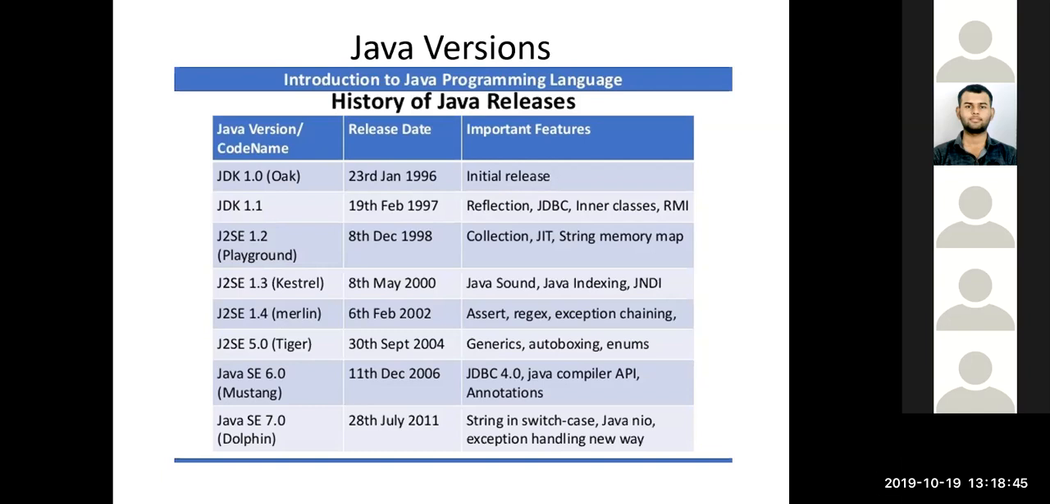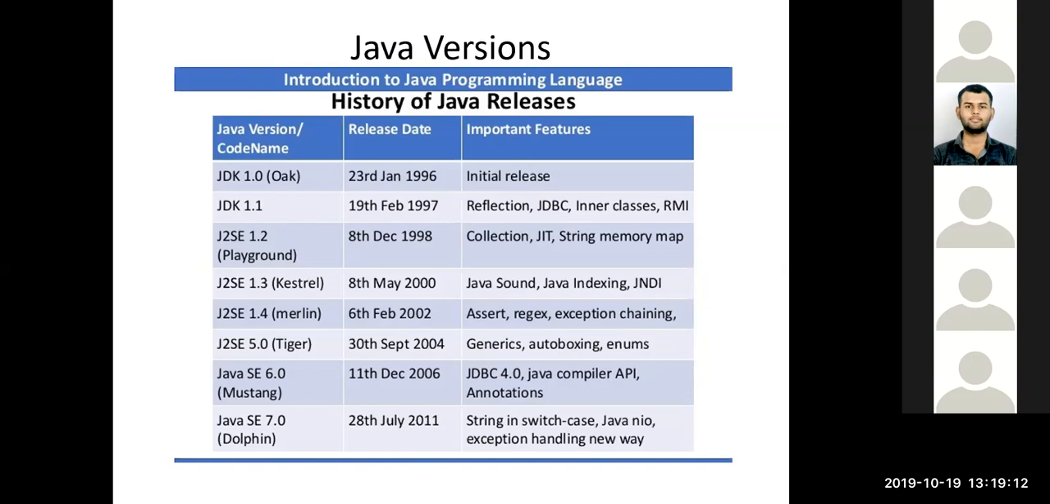Then we have enumerations. Again, one of the very important features. Enumerations we will be learning again during the implementation. Then Java SE6. Java SE6, that is Mustang. The Mustang version was introduced in 2006.